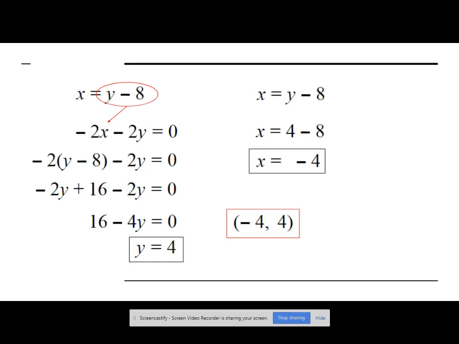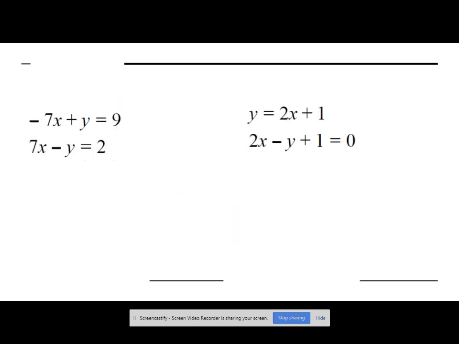Either isolate one of the variables and then go from there, or if one of the variables is already isolated, use that one. I've got two problems here. I'd like you to use either method, either the substitution method or the elimination method, and try to solve these two equations.